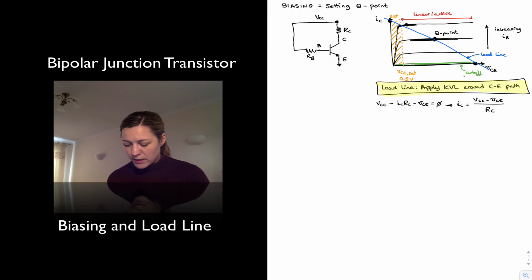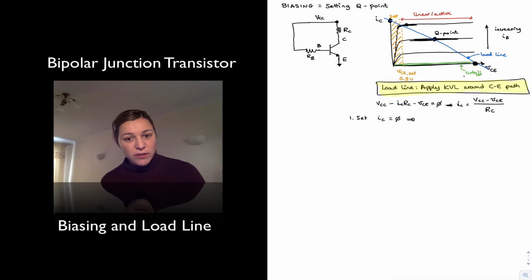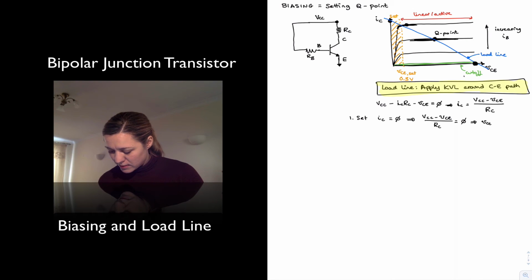Let's go ahead and calculate them just for here. If I wanted to calculate the point down here, crossing the VCE axis, I will need to set the condition that IC is equal to 0. So first I'm going to set IC equal to 0 and solve in that equation. IC equals 0 implies VCC minus VCE over RC is equal to 0, which implies VCE minus VCC is equal to 0, and therefore VCE is equal to VCC.